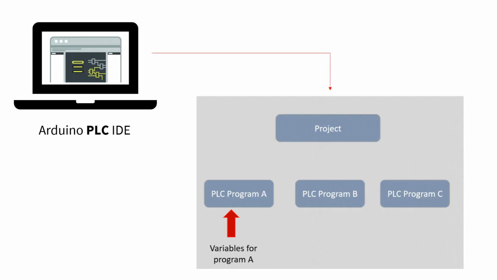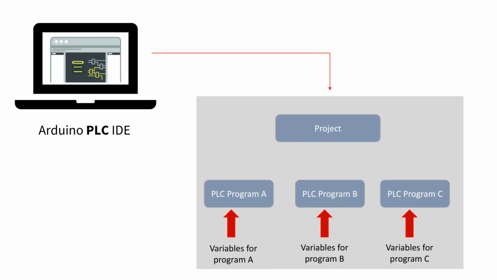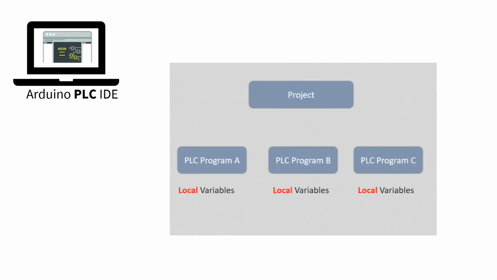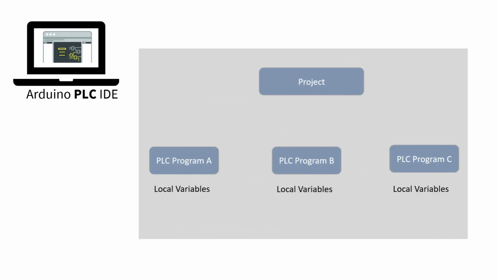And for each PLC program, we can have variables, whether representing physical pins on the Opta PLC device or internal memory location within the software. The variables for each PLC program are called local variables. The local variables can only be used for the program they are designed to. So the variables for program A, for example, cannot be used by program B or program C, and vice versa.